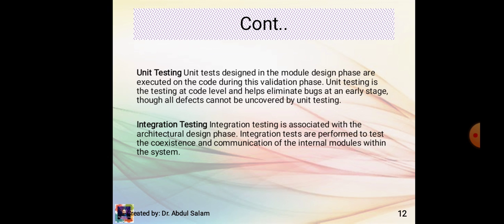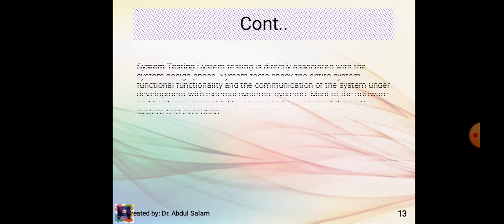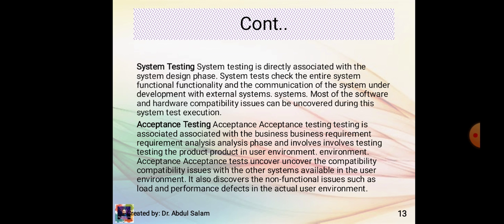Integration testing. Integration testing is associated with the architectural design phase. Integration tests are performed to test the coexistence and communication of the internal modules within the system. System testing. System testing is directly associated with the system design phase. System tests check the entire system functionality and the communication of the system under development with external systems. Most of the software and hardware compatibility issues can be uncovered during this system test execution.